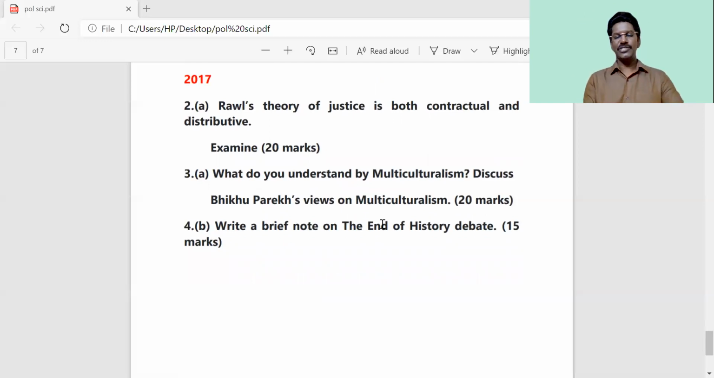Why was this end of history debate asked by UPSC in the 2017 mains examination in PSIR? Because in 1992, Fukuyama was a very popular personality who wrote the book The End of History. Exactly on the 25th year celebration, UPSC has asked this question.